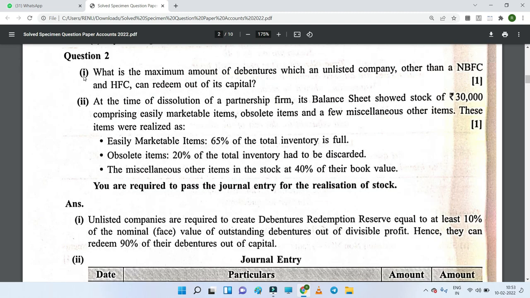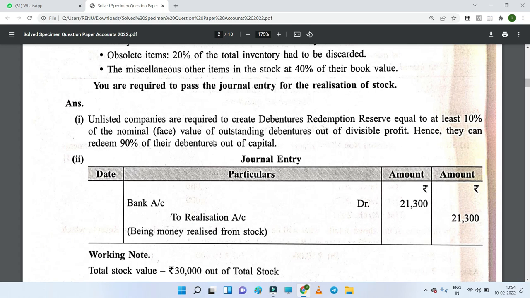Question number 2 says, what is the maximum amount of debentures which an unlisted company other than NBFC and HFC can redeem out of its capital? As we know, 10% is transferred to DRR account, so the remaining 90% will be the correct answer, because only 90% of the debentures are redeemed out of capital and 10% remains for DRR value. So this 90% of the debentures will be redeemed out of capital.